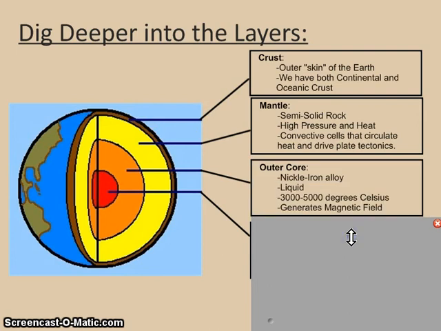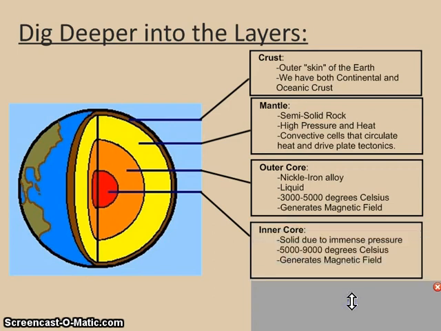Underneath our mantle is our outer core. Our outer core is made out of a nickel-iron alloy. It is liquid, and it is immensely hot here. It's between 3,000 and 5,000 degrees Celsius. It's actually the moving of this liquid that creates our Earth's magnetic field.